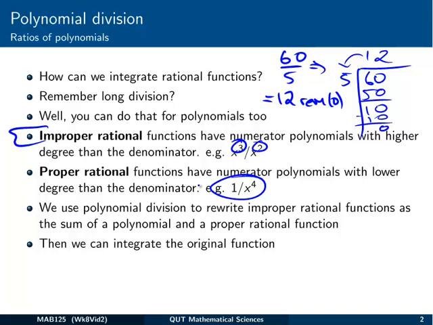Now we can use polynomial division, or dividing polynomials in this long division kind of way, to rewrite improper rational functions as the sum of a polynomial and a proper rational function. Once we've got things like that, we know how to integrate polynomials. Some proper rational functions we can integrate as well. So what we can do is find a way to integrate the original function, which may have been an improper rational, using things that we already know about.